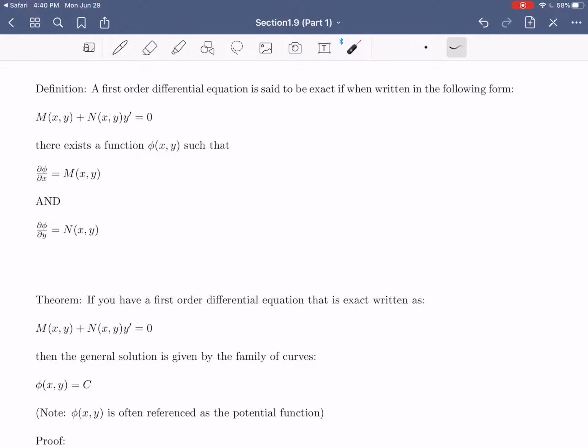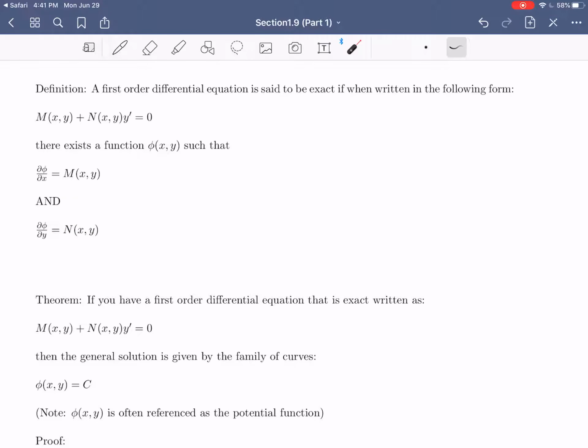Well, it turns out that deducing whether or not something is exact is very easy. There's what we call the check for exactness, which we're going to talk about in just a moment. And in terms of actually determining what phi(x,y) is, once we get into a couple of computational examples, we'll see that it's based on integrating these functions, with the information that M(x,y) is the derivative with respect to x, and N(x,y) is the derivative with respect to y.